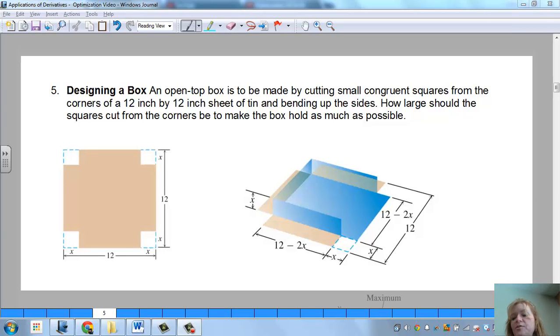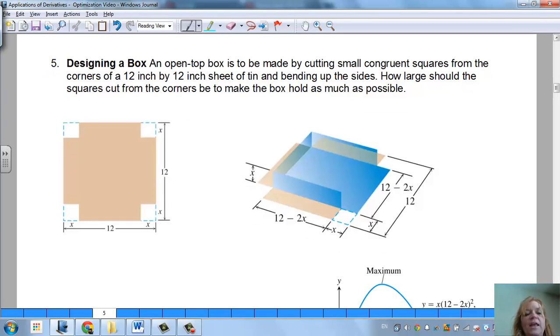Alright, we're going to do an optimization problem within designing a box. An open top box is to be made by cutting small congruent squares from the corners of a 12 by 12 inch sheet of tin and bending up the sides. How large should the squares cut from the corners be made so that the box holds as much as possible?